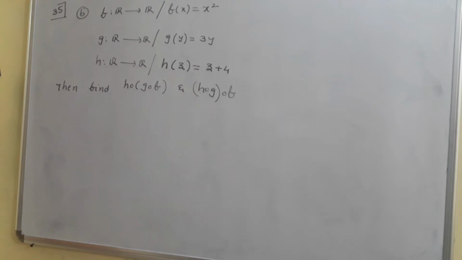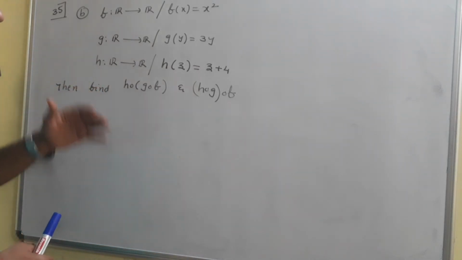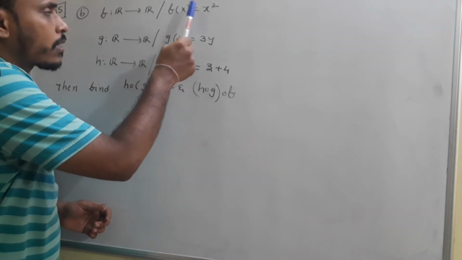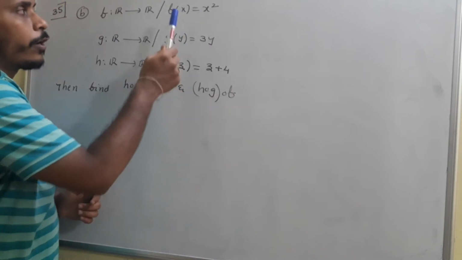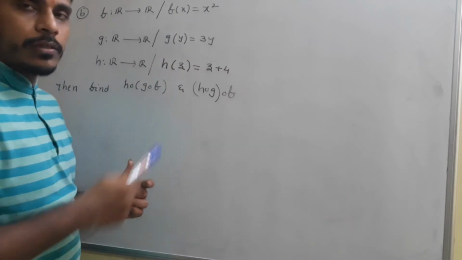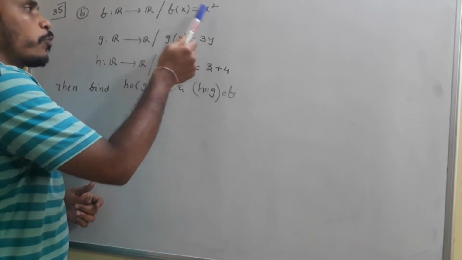So now in 35b we have three real functions f, g, h. All these three real functions are defined like this. For the first function, if our input is x, output is x square. If our input is 2, output is 2 square. If our input is y, output is y square. If our input is t, output is t square.